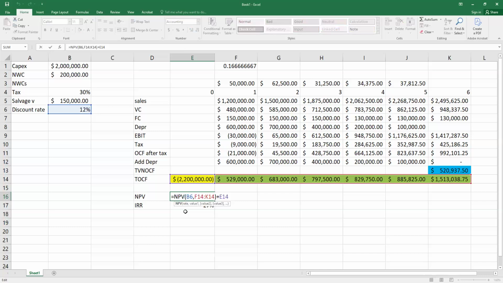Please check the last year. Did you add the terminal value of the last year? Like 1,513. Check all the numbers one by one.